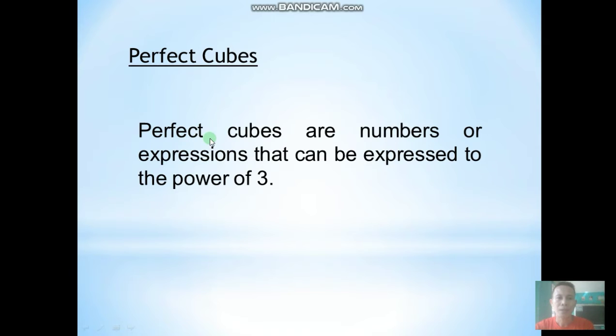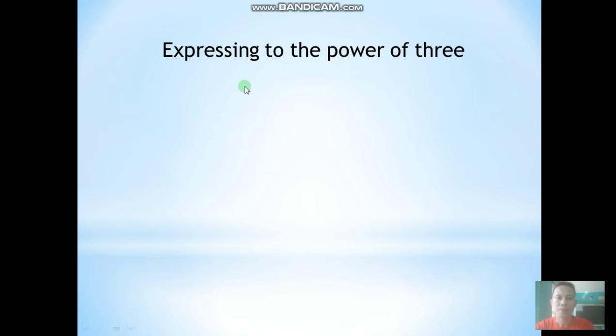Now, what are perfect cubes? Perfect cubes are numbers or expressions that can be expressed to the power of 3. Let us take this expression here: 27x raised to 6, y raised to 12. Let us work step by step, individually. First, the numerical coefficient: 27 can be expressed as 3 times 3 times 3, multiplying 3 by itself 3 times. In exponential form, this is 3 raised to 3, meaning the base 3 is multiplied by itself 3 times.